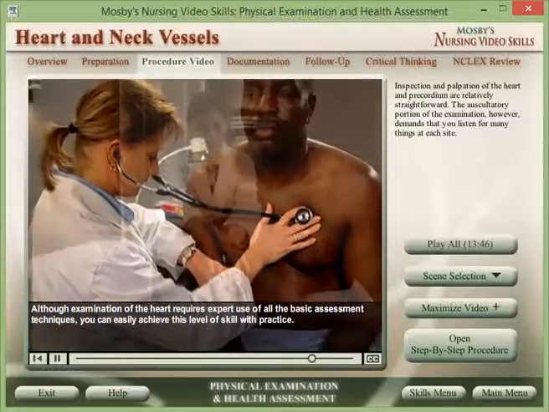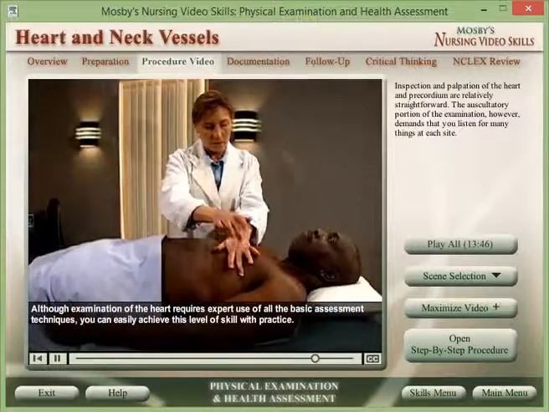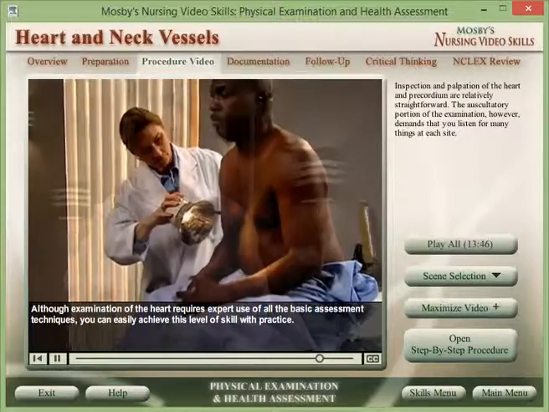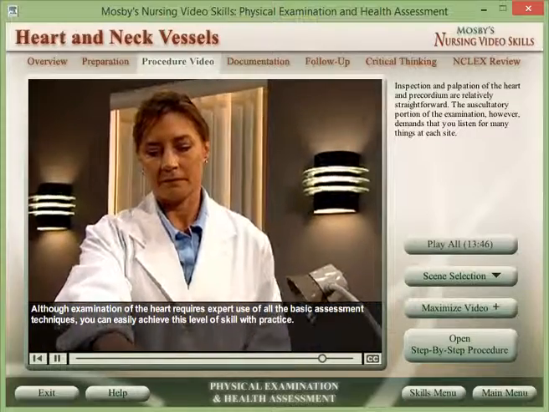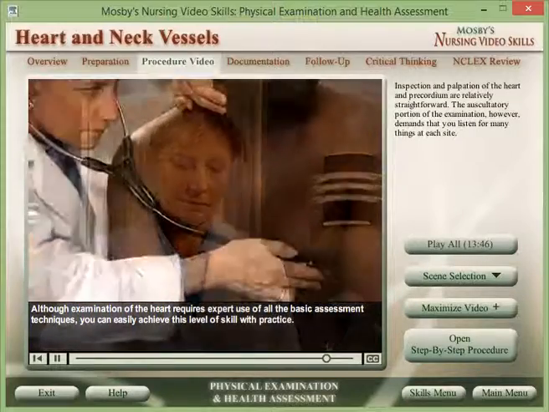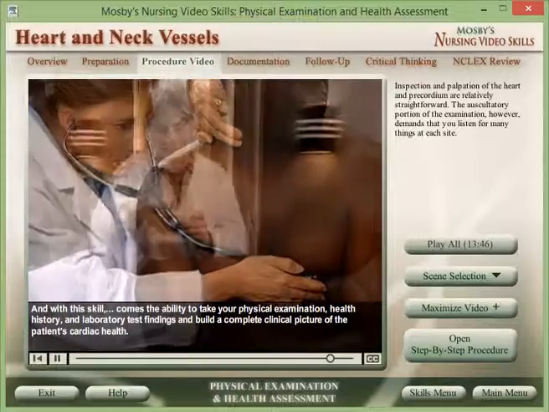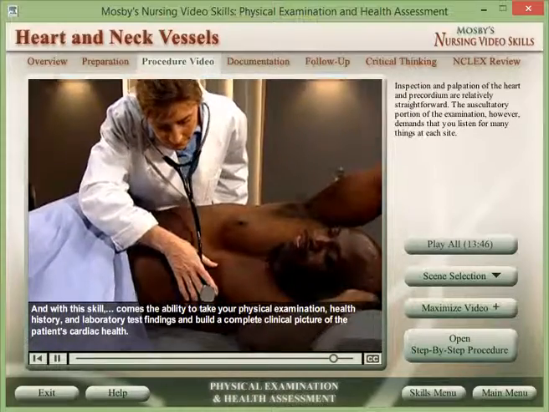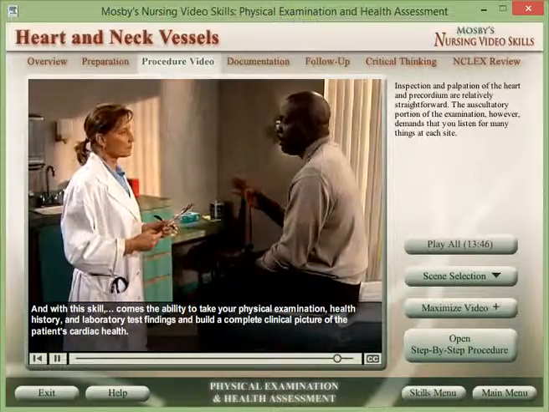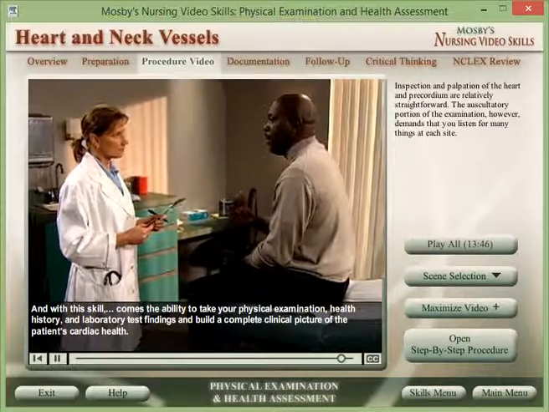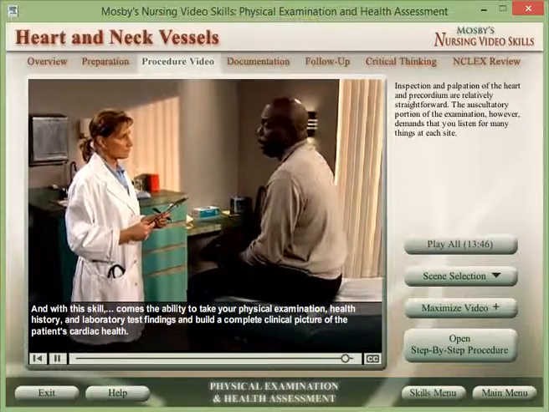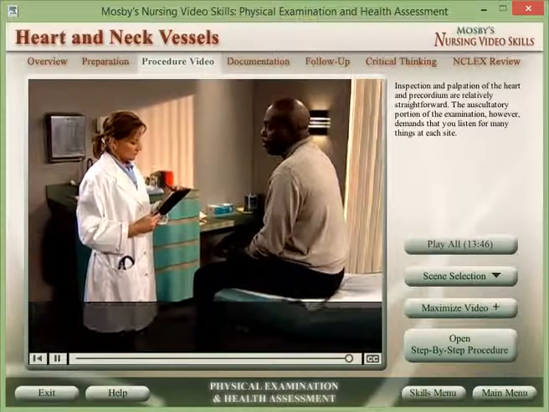Although examination of the heart requires expert use of all the basic assessment techniques, you can easily achieve this level of skill with practice. And with this skill comes the ability to take your physical examination, health history, and laboratory test findings, and build a complete clinical picture of the patient's cardiac health.